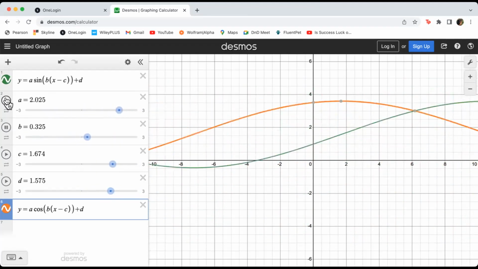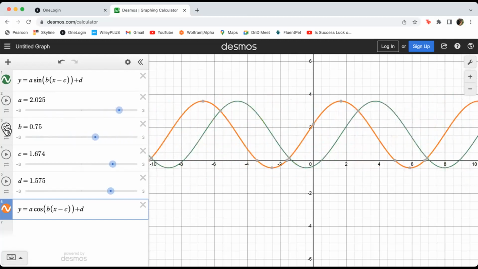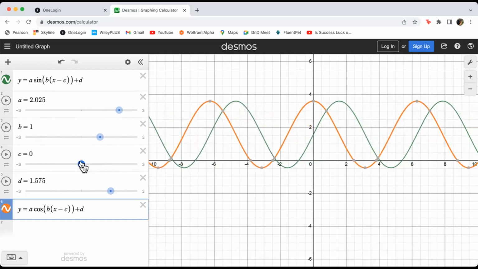The period is the distance between two corresponding points, so from a top point to a top point. Let's get B back to 1. Let's get our default. With B equal to 1, let's get C down to 0. Okay, with C at 0, here's our top point, 0, 3.6, and here's the next top, 6.293 or 2 pi. So it's 2 pi later.